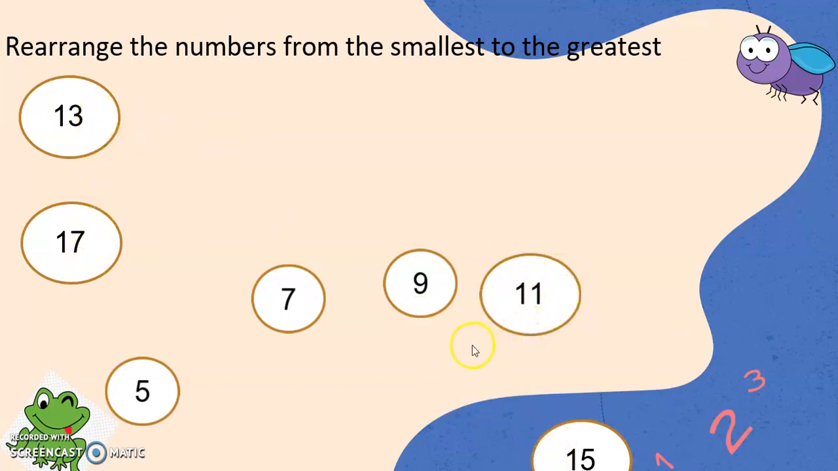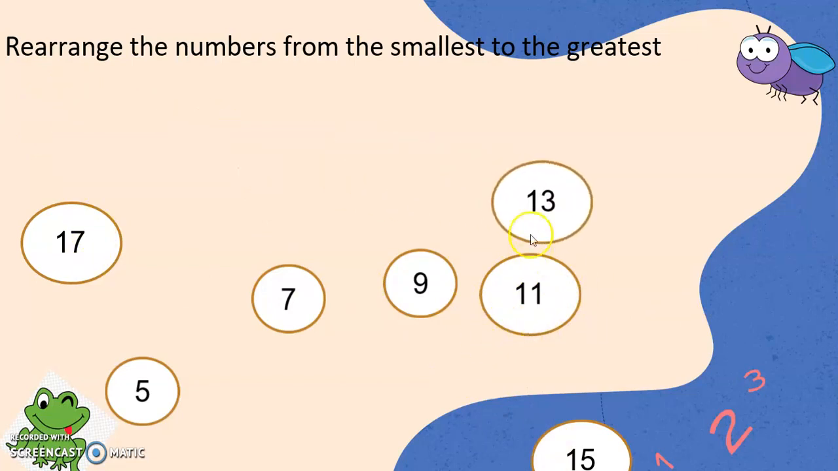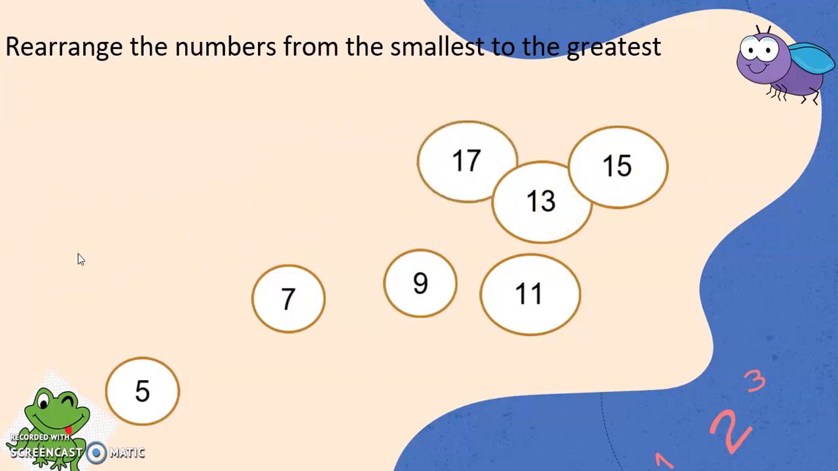So what comes next? Yeah, you're right. 13. 13 here is the product of 11 plus 2. And it will lead us to the next number, number 15. 15 is the product of 13 plus 2. It means that we have number 17 as the last. So, we have arranged the numbers from the smallest here, number 5, terkecil, to the greatest here, 17, terbesar. Okay.